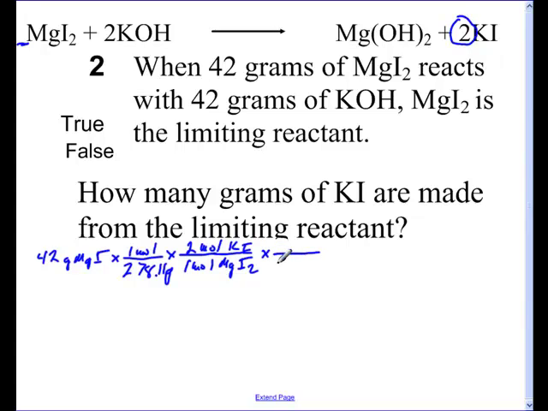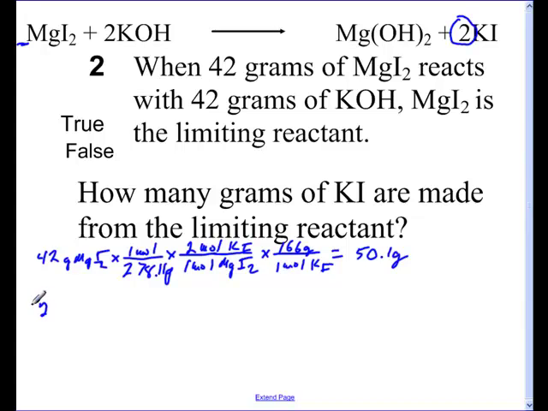Now I'm going to find grams. 1 mole of KI weighs roughly 166 grams, and that gives me 50.1 grams. That's how many grams will be produced from that many grams of MgI2. All right. Well, we got to still do the KOH.